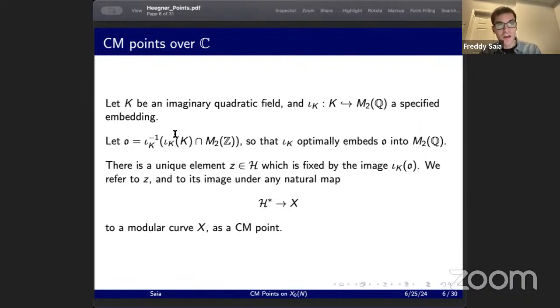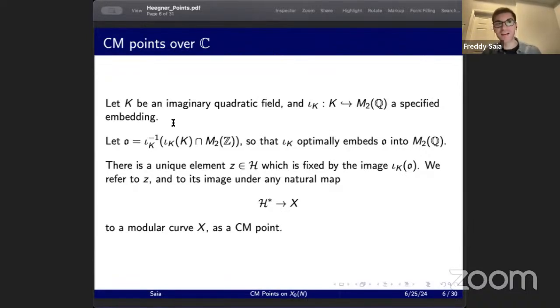This is saying, well, you embed capital K into M2Q, you intersect with this maximal order, this maximal quaternion order in M2Q, and then you pull back and see what you get, and that'll be an order in the imaginary quadratic field K. So when I say order in K, I mean it's a subring, which is a full rank Z submodule of K. So this could be the full ring of integers of K, or it could be some non-maximal order. Either is fine for me.